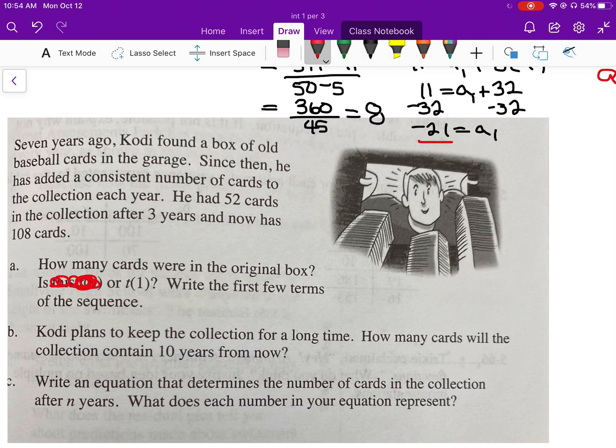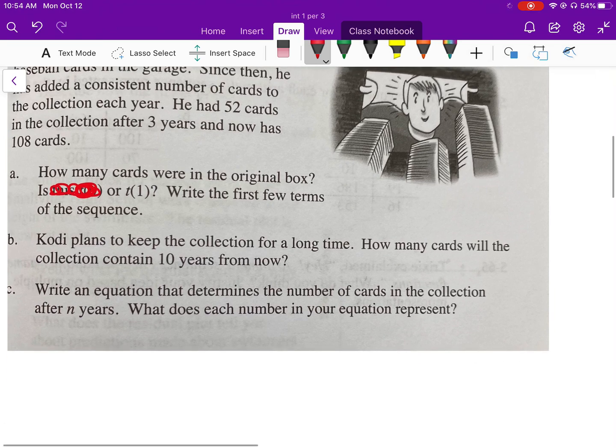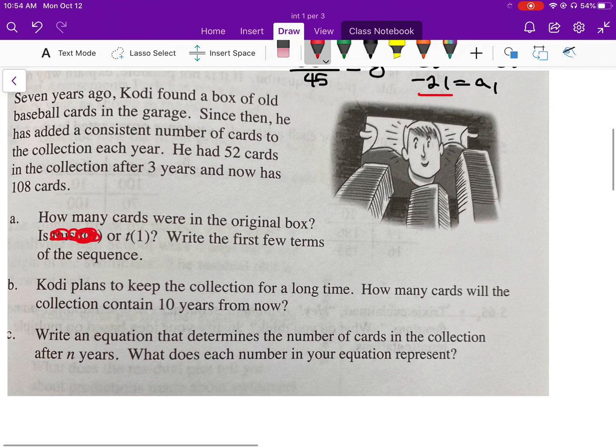So if we wanted to make it here, what information do we know from the problem? What information do we know?